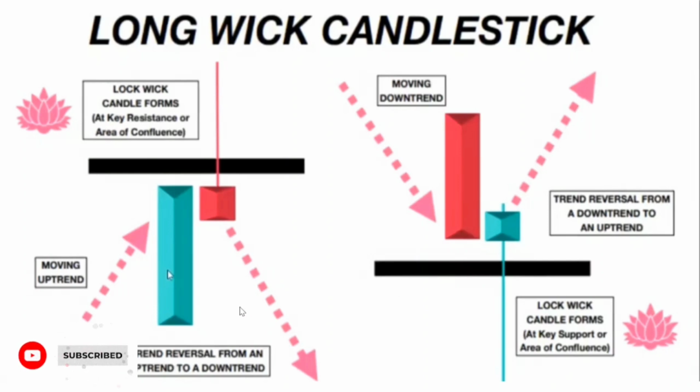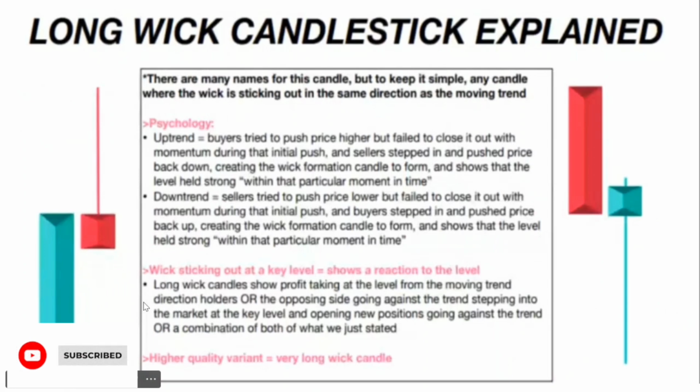So these are the basic keys, as I said, which I'll be showing you guys. Let me make more meaning of this. Long wick candlesticks explained: there are many names for this candle, but the key is simple. It is any candle where the wick is wicking out in the same direction as the moving trend.